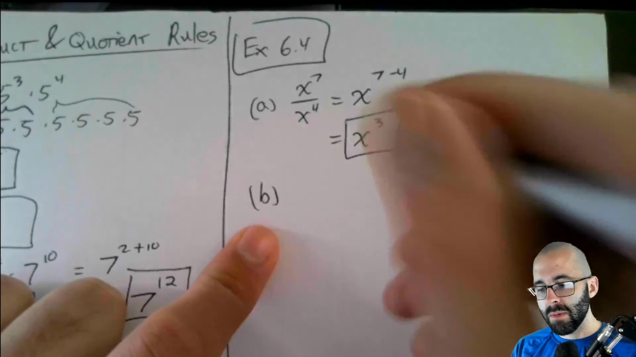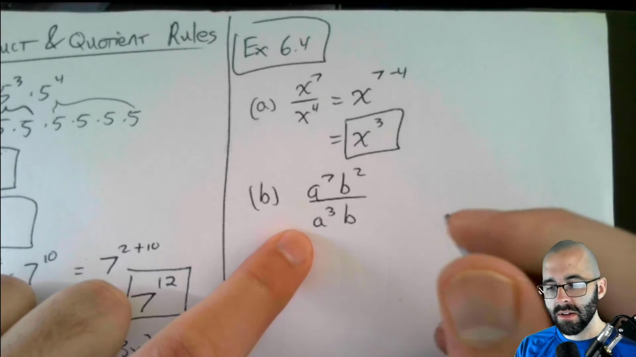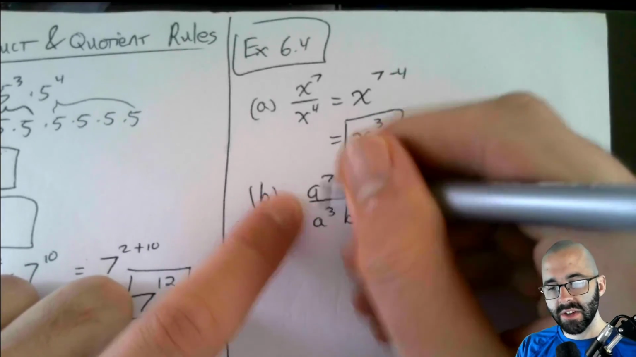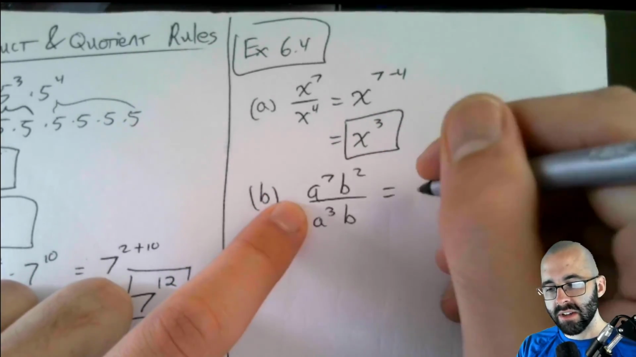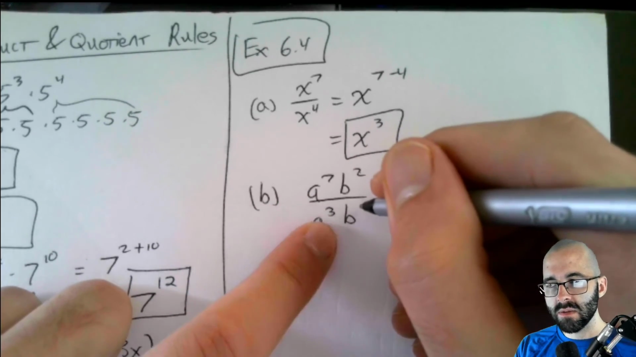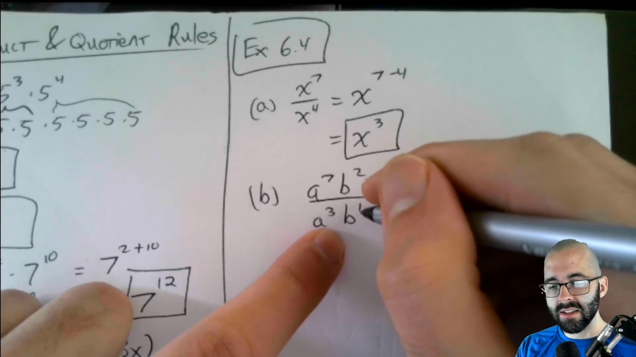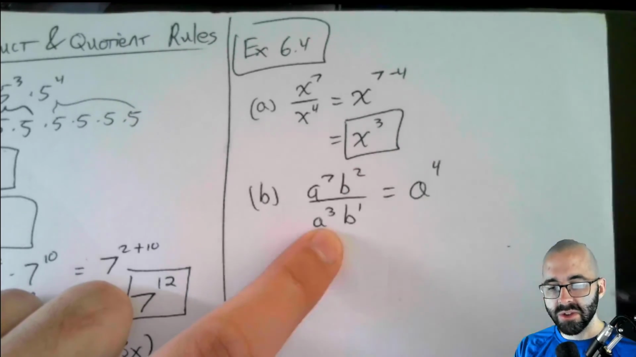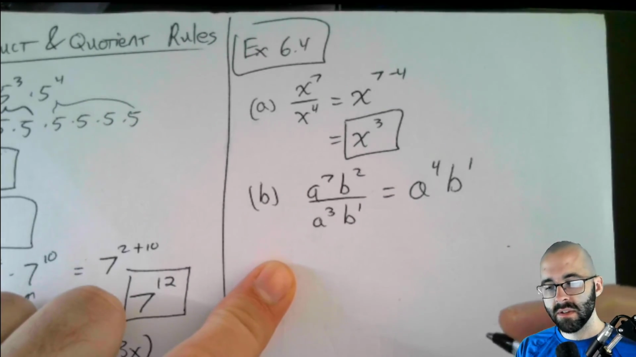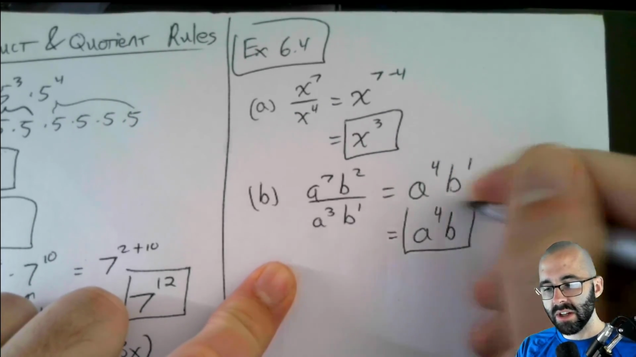All right, part B, a to the 7th, b squared over a cubed times b. So we'll do this kind of in 2 stages. Look at the a's first. The a's have the same base. 7 minus 3 is 4. Look at the b's. 2 minus, remember there's a hidden 1. Anything that doesn't have an explicit exponent is to the first power. So b is 2 minus 1. 2 minus 1 is 1. Well, we'll write that as a to the fourth, just times b. We don't need to write that one.